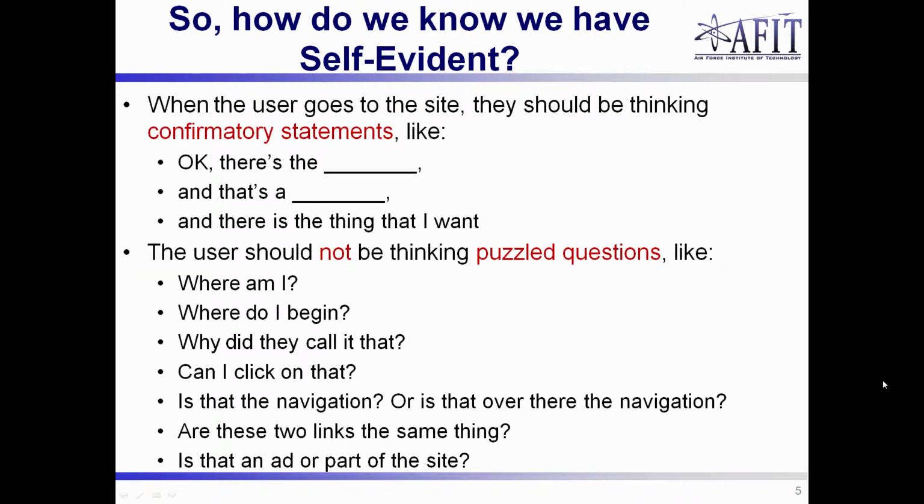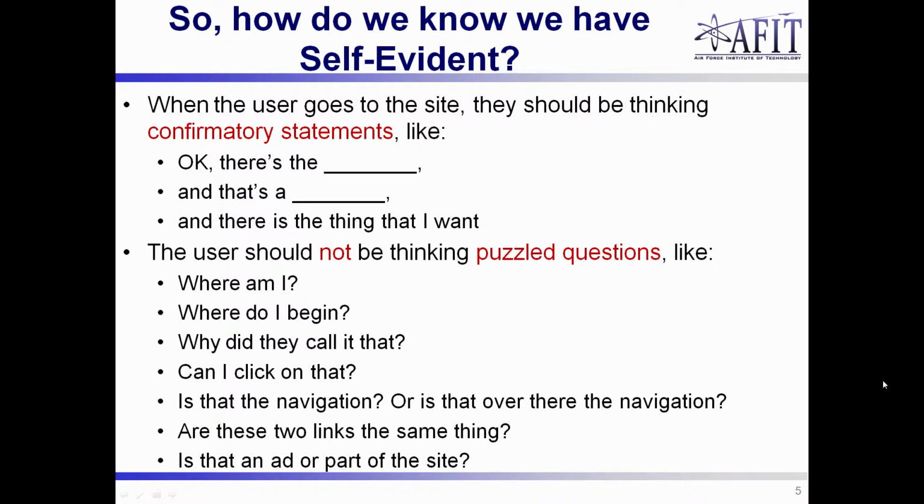All right, so out of products and into websites, how do we know that our website is self-evident? Right? Well, you know when the user goes to the site and they make confirmatory statements. If you're doing a think aloud, they should be saying these confirmatory statements out loud. But if they're not, then they should at least be thinking these in their heads. They should look at the site and say, okay, there's the blank. And oh, over there, there's a blank. And this is the thing that I want, and it's right here.